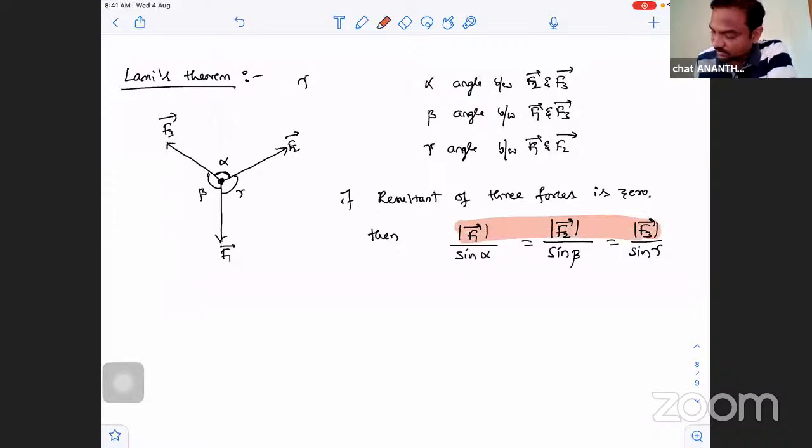In the questions, you can use this relation also. It all depends on how you are solving the question. So what is Lami's theorem saying? Lami's theorem says that the magnitude of one vector by the sine of the angle between the other two vectors is constant or the same. The ratio will be the same. So F1 magnitude by sine alpha is equal to F2 magnitude by sine beta, equal to F3 magnitude by sine gamma.